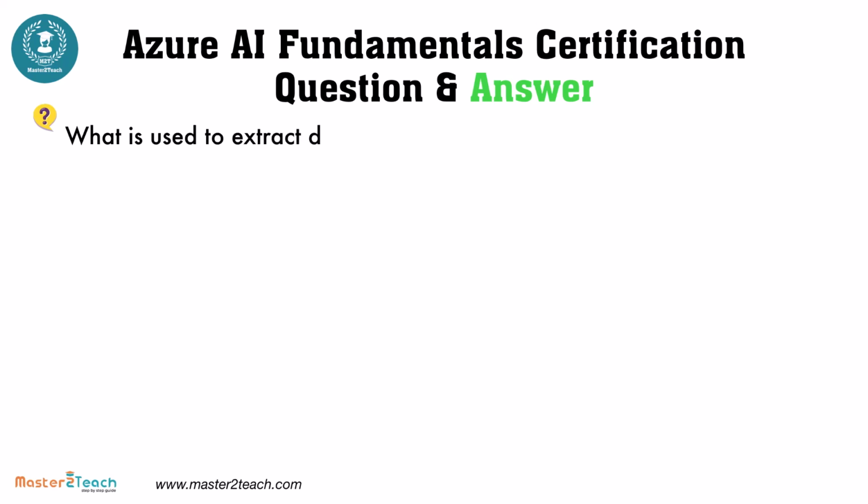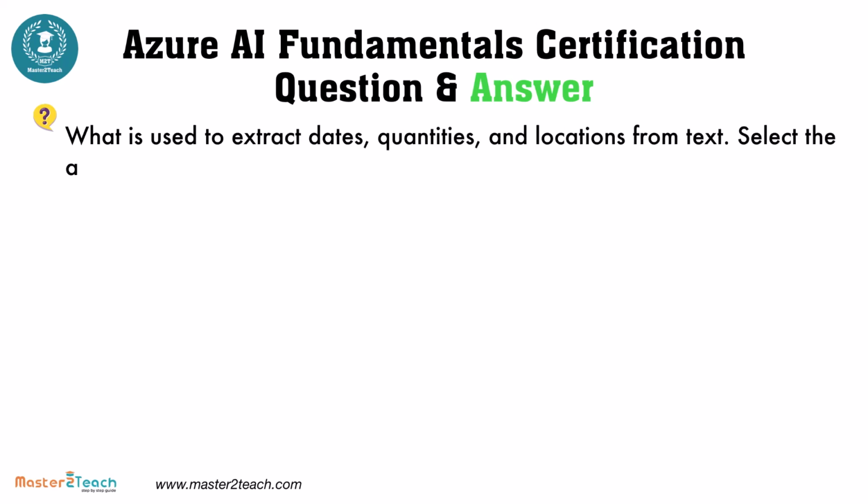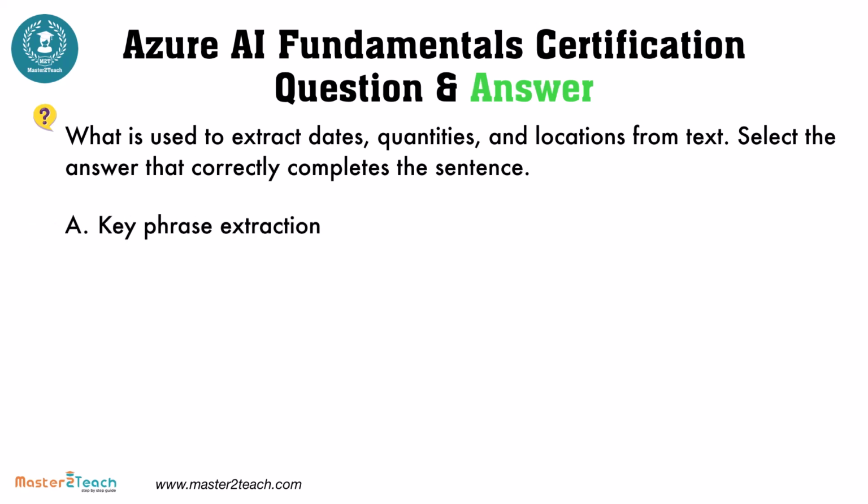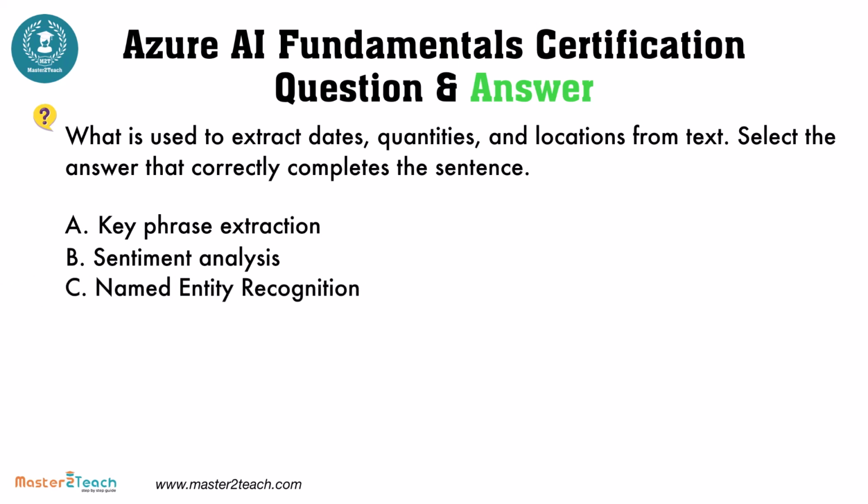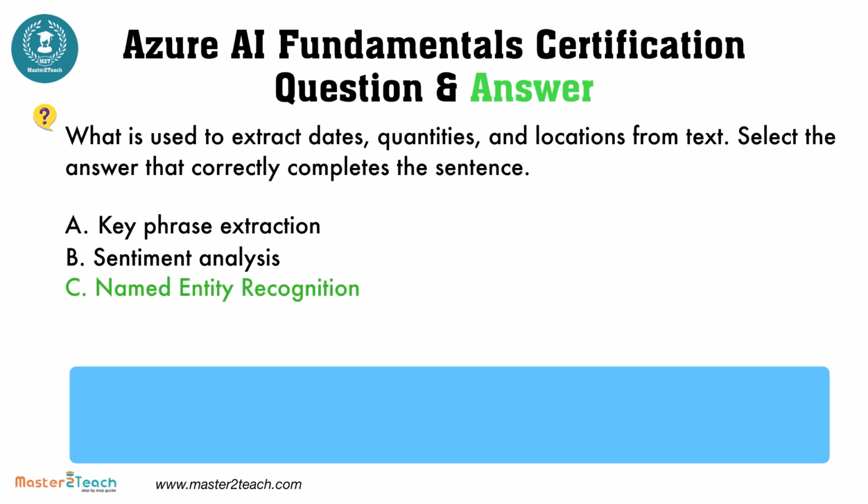What is used to extract dates, quantities, and locations from text? Select the answer that correctly completes the sentence. The options are A. Key phrase extraction, B. Sentiment analysis, C. Named entity recognition. The correct option is named entity recognition. Named entity recognition is used to extract specific entities such as dates, quantities, and locations from text.